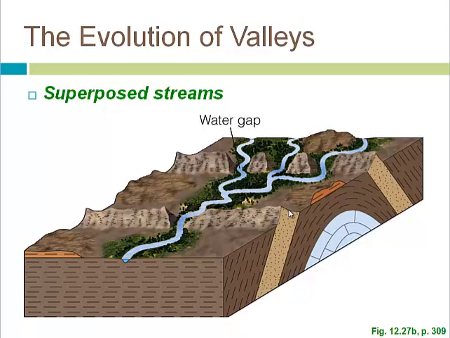The Green River is a good example of this, and you can look it up. Look up superposition or superimposed; superinduced is another way of saying it. Look up superposed stream and Green River, and you'll be able to see how it cut right through a mountain, basically.